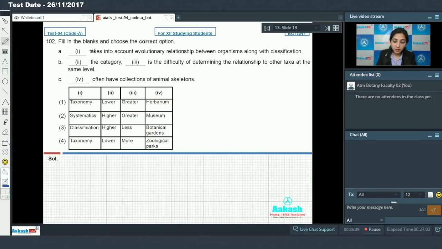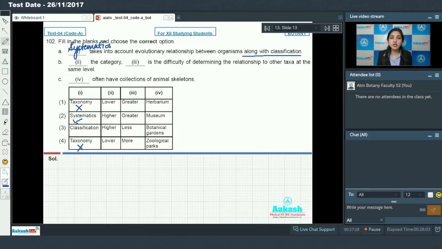Okay, see, statement A, dash takes into account evolutionary relationship between organisms along with classification. We know that systematics takes into account evolutionary relationships between organisms along with classification. So by this, systematics is correct, taxonomy is ruled out, as taxonomy plus evolutionary relationships, they are together called as systematics. So this is ruled out.